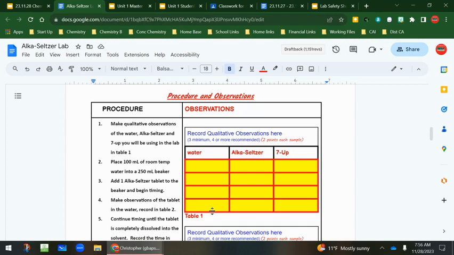Now, you will not have to do room temperature water. We're doing this all together. Okay? All of us are doing this together. I've made my observations of my Alka-Seltzer. We're now going to take and put the two of them together, and we are going to begin timing.